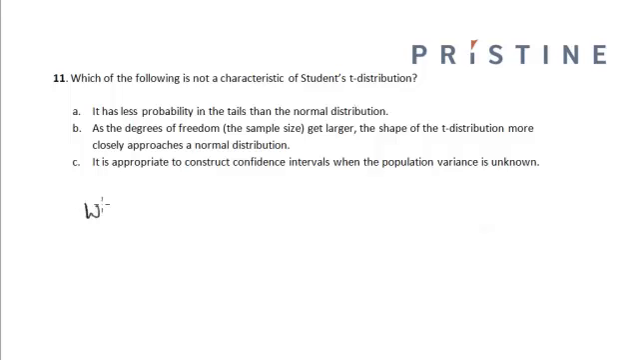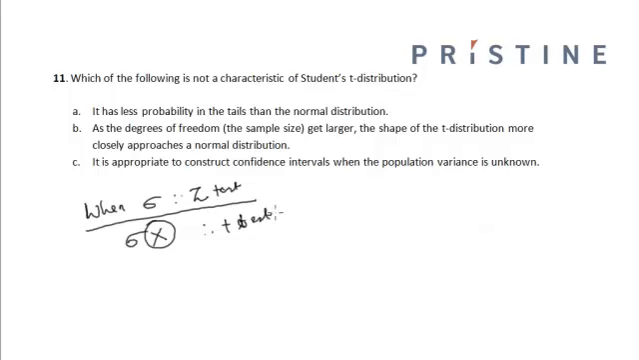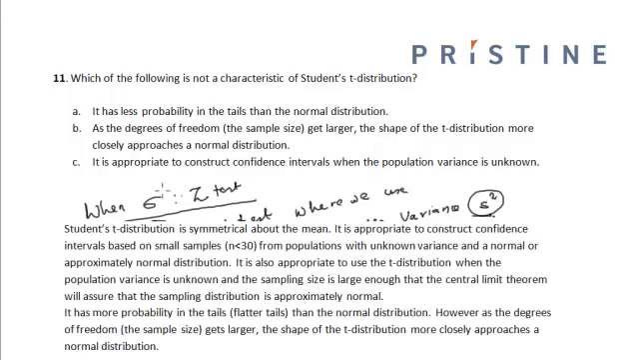Now, when the population variance is known, then we use the z-test. However, if the population variance is not known, that is sigma is not known, then we use the t-test, where we use the sample variance, which is equal to s square. So the student's t-distribution is symmetrical about the mean.